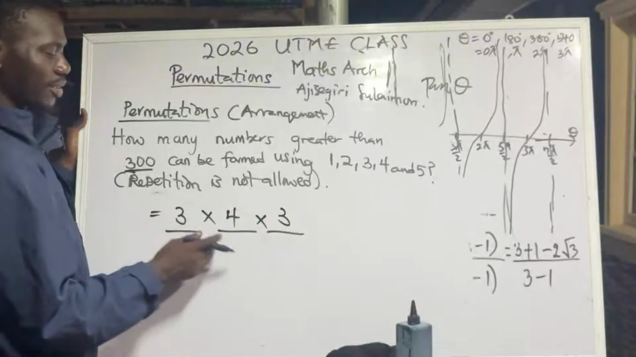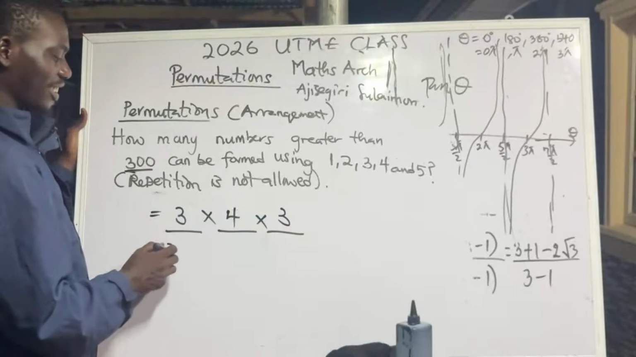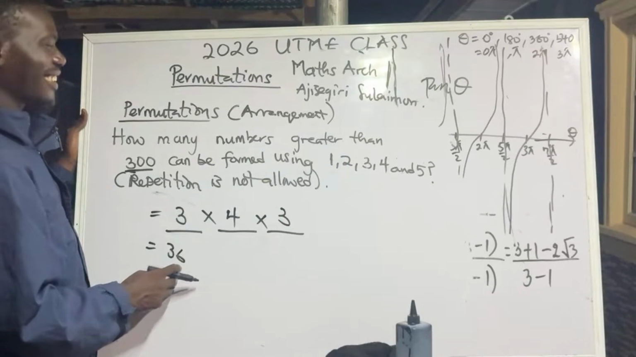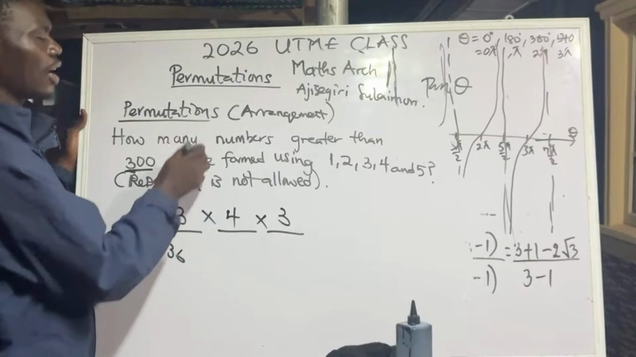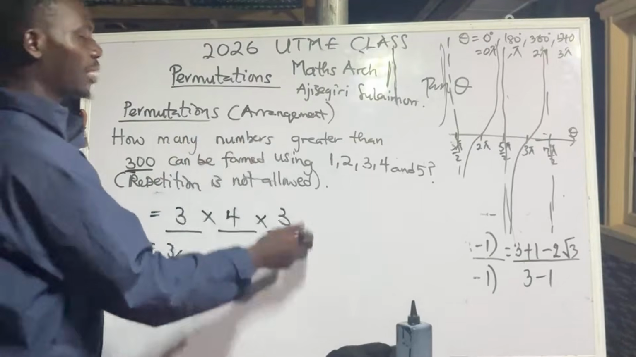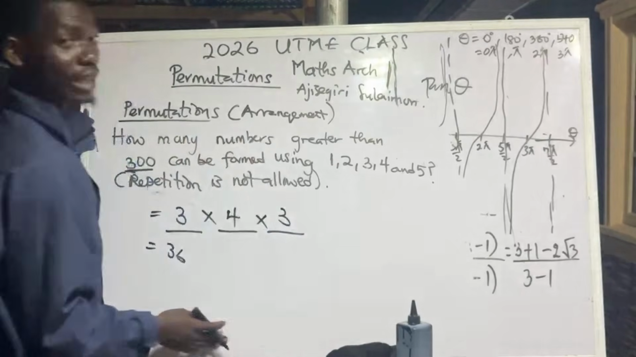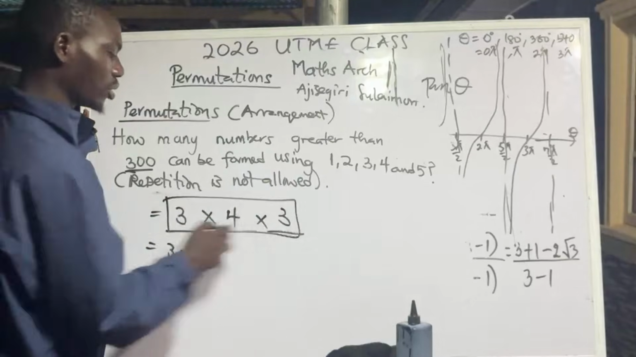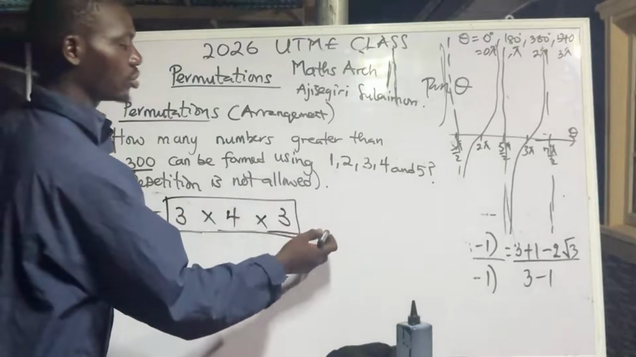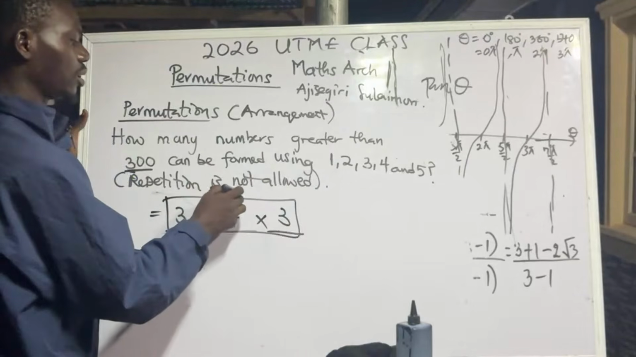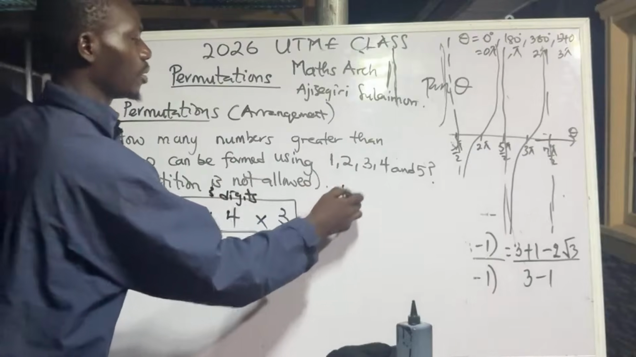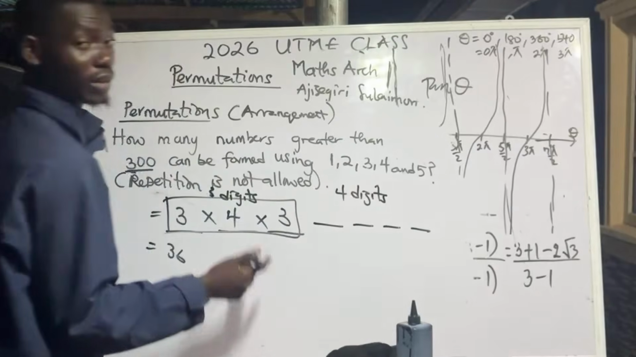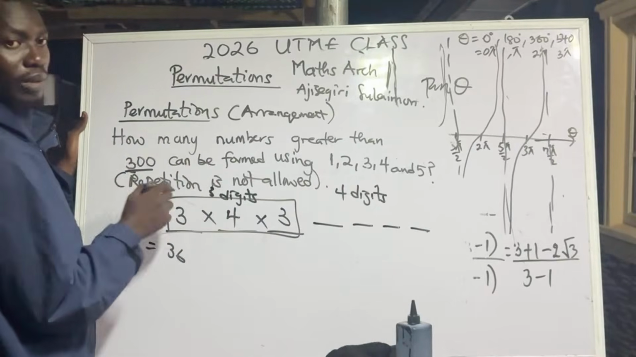I know this is what most of you did, to say you have 36, but it is actually wrong. What I said is, how many numbers? I never said how many 3-digit numbers. So that means it can be 4 digits, and it can also be 5 digits. So this one here is for your 3 digits. Okay, let's do that of 4 digits.